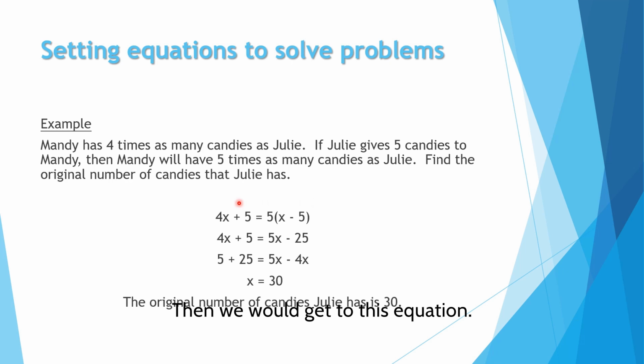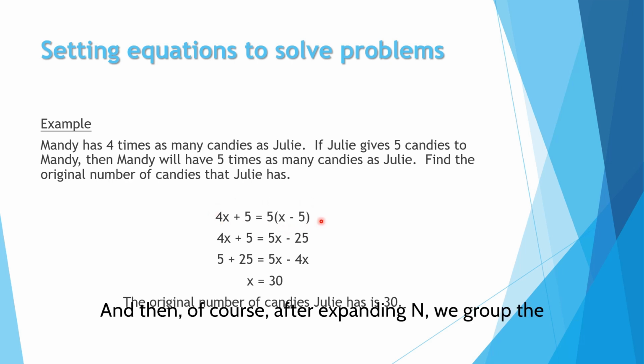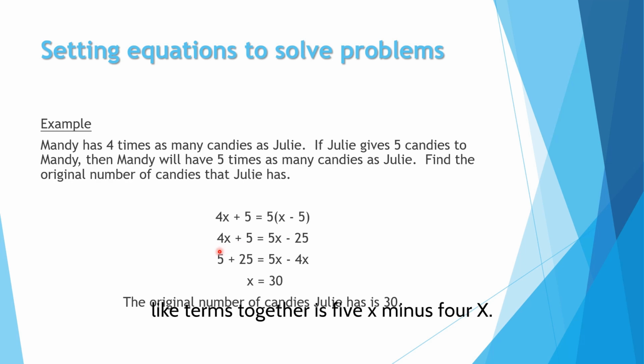And we would get to this equation. And then, of course, after expanding, we group the like terms together, which is 5x minus 4x, and then the numbers group together. Finally, we will solve that x equals to 30. That means originally the number of candies Julie has is 30.